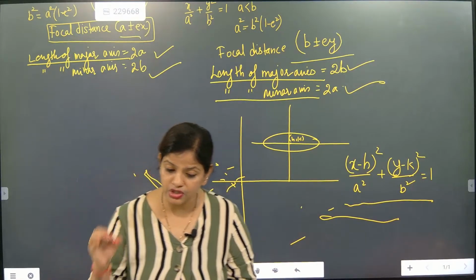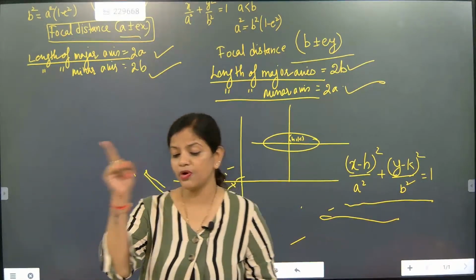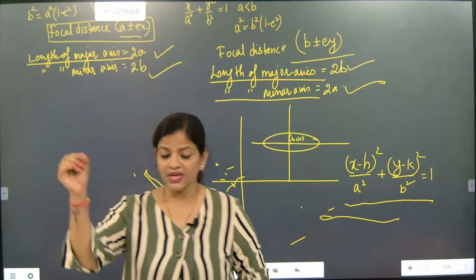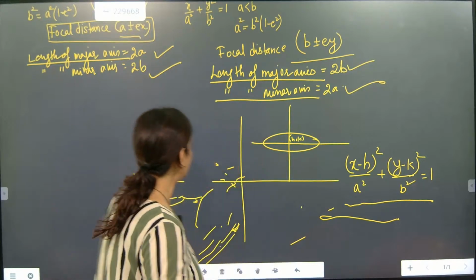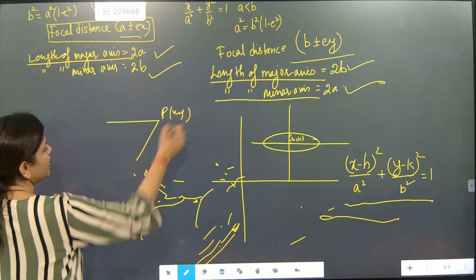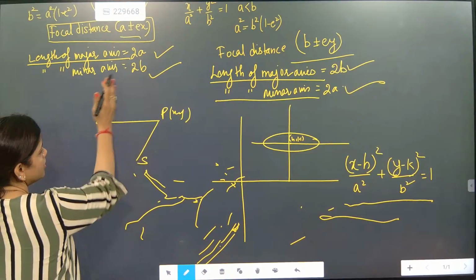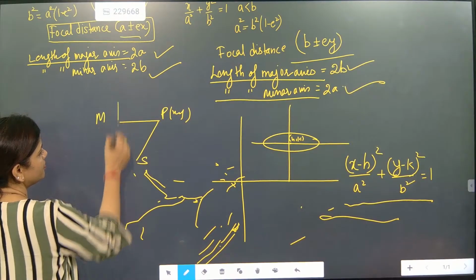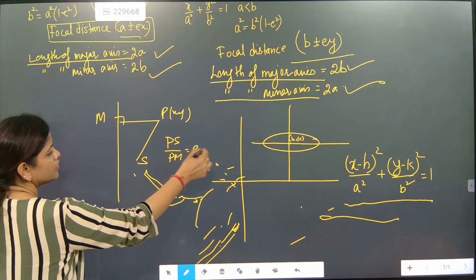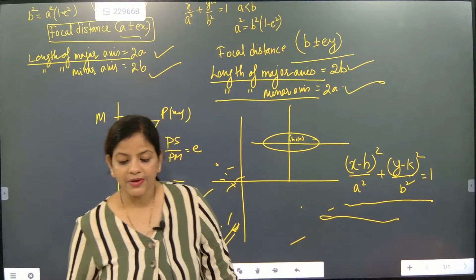Eccentricity is the ratio of the distance from an arbitrary point to the focus, and from that point to the directrix: PS by PM, we had written this, right? P is the arbitrary point, S is the focus, and M is the foot of the perpendicular distance to the directrix. So PS by PM is equal to e. Different figures will have different types. Understood, Payaja? Very good.